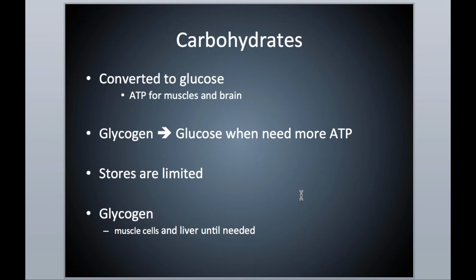All right, so let's look at carbohydrates first. So if we bring in some carbohydrates, we eat something, it's first converted to glucose, and we can use it a couple of different ways. We can use it for ATP in the muscles and the brain. The brain only runs on glucose. Well, I want to say it prefers glucose. There's another form known as ketone bodies that the brain can run on as well. But that's only in times when we don't have any glucose available.